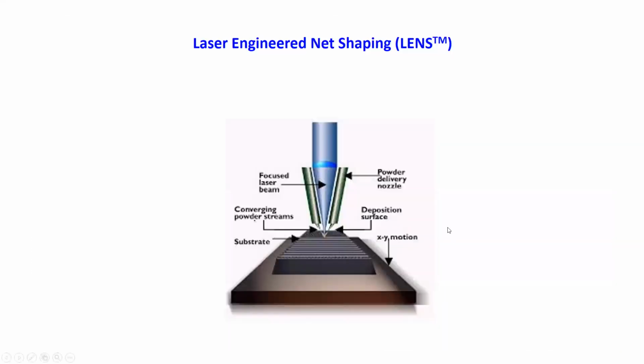Okay, so that is how a metal component is made by the powder bed process. As you can see, at every step we have a bed of powder and then the laser moves. So now coming to laser engineered net shaping, which is the powder feed technique, let's see how this works.